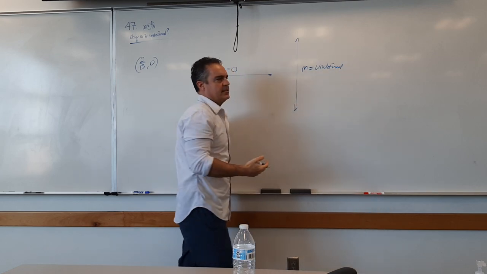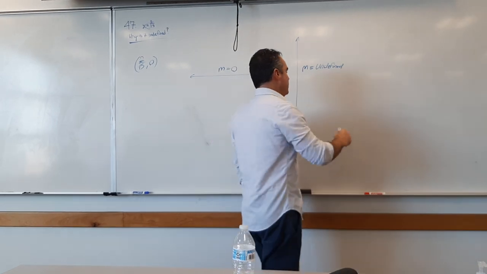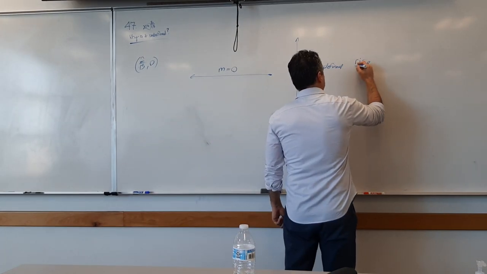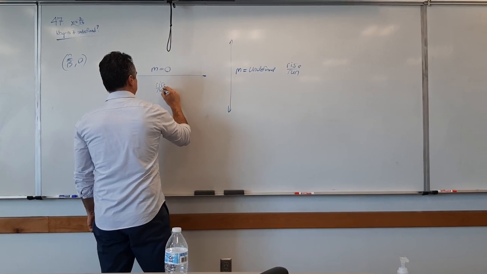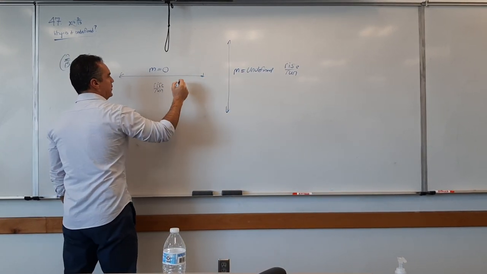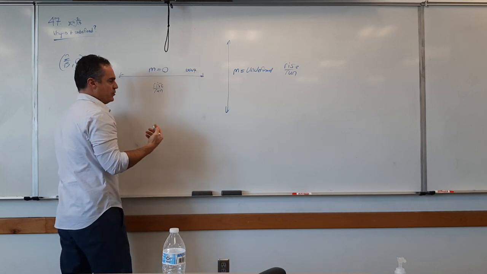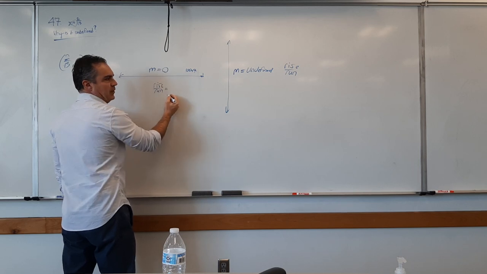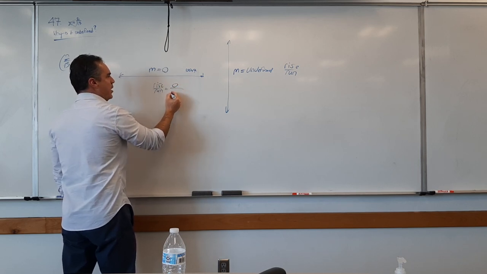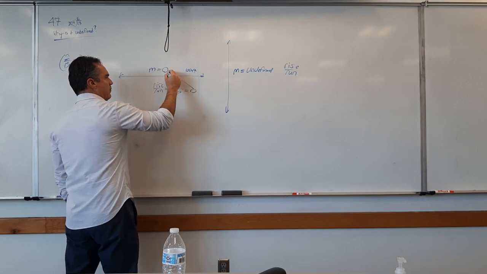Now, why is this undefined? Well, this is kind of fascinating. If slope is measured by rise over run, and let's say from here to here is 100 feet, catching my drift here? So what's my rise? What am I going up and down? Zero. And what's my run? 100. And zero divided by any number equals zero.